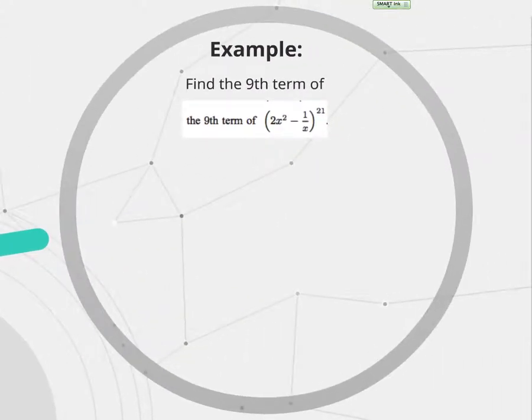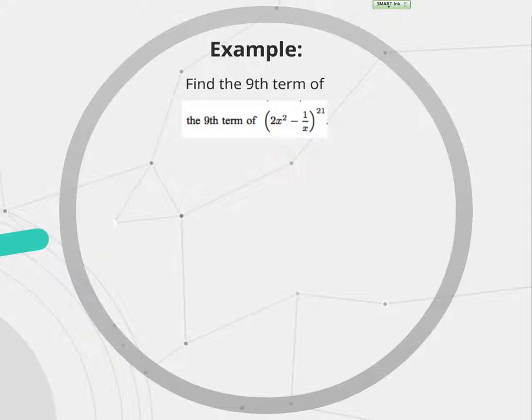So this example is: find the 9th term of this binomial expansion, 2x squared minus 1 over x, to the 21st power. What that means is that I'm going to find the term that's the 9th term in the list. We looked at that trinomial at the 1st, 2nd, and 3rd term, but now we're going to find the 9th term in this expansion.